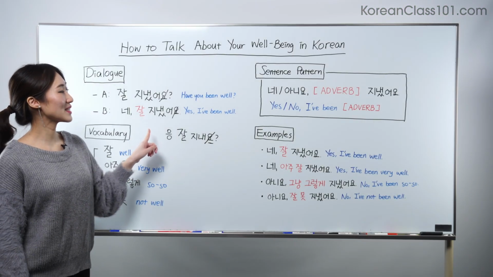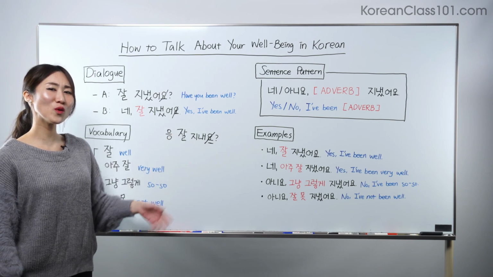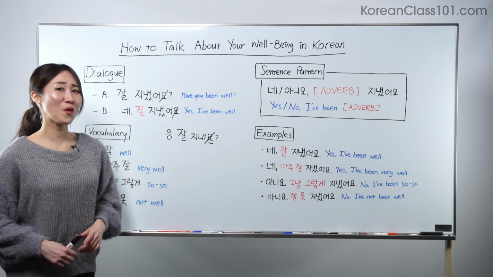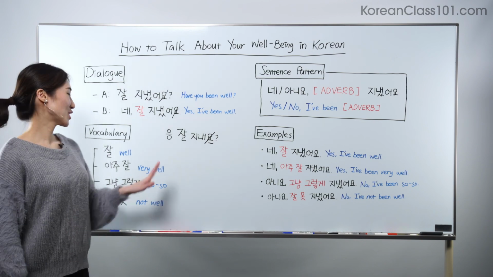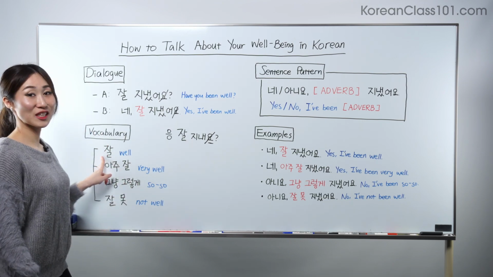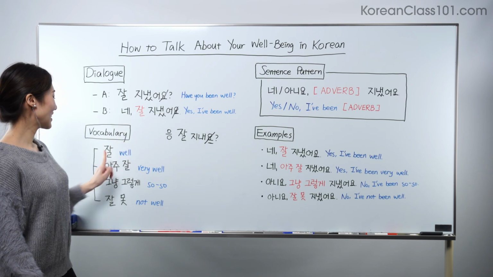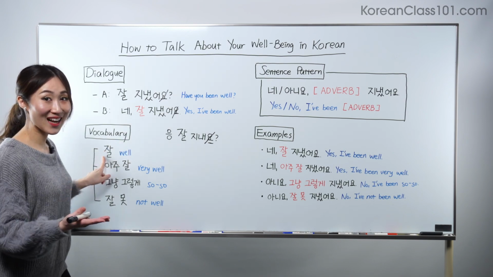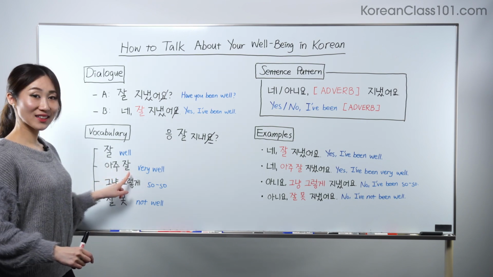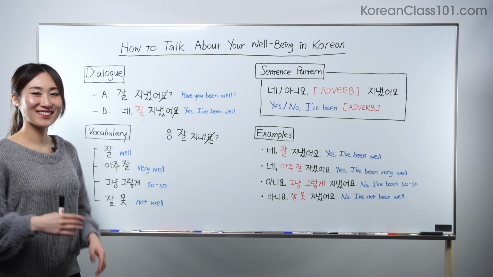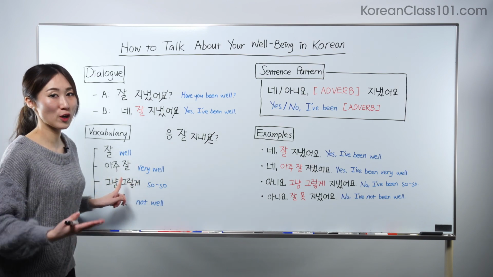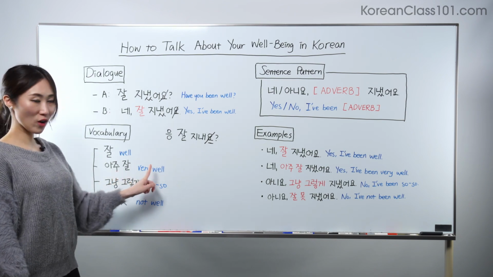So, if you know how to say yes, I've been well, you want to know how to say other words today. Oh, I've been so-so, or no, I haven't been well. So you only need to know these 4 words. First, 잘, that's what we just learned here. 잘 means well. 아주 잘 means very well. 아주 means very. 아주 잘, very well.